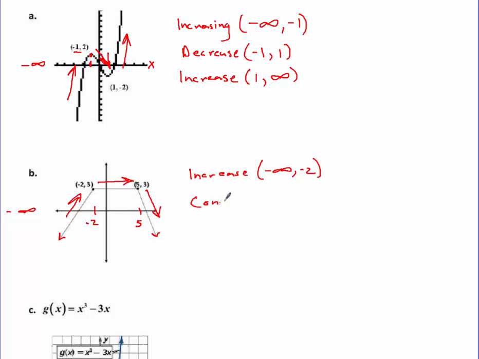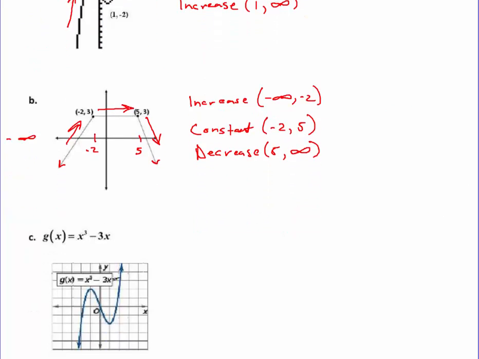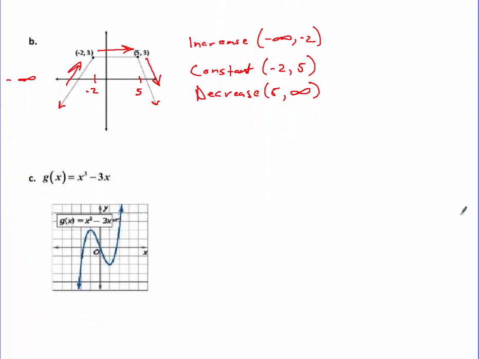Then we're going to be constant from -2 to 5, and we're going to finally decrease from 5 to infinity. So increasing and decreasing has a lot to do with just being able to look at the picture and describe what's going on. So there's not usually a lot of fancy math that has to go along with it.